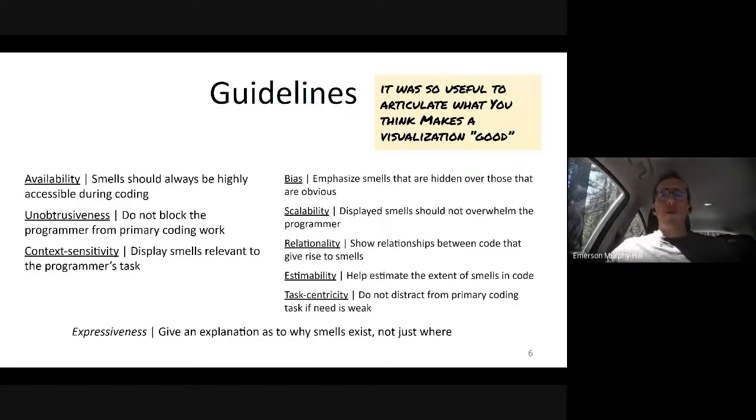And then maybe I'll pick one more to mention here, and that's bias. Not sure if I would use that same word again, but essentially emphasize smells that are hidden over those that are obvious. So this was in the site that we had, I think, pretty early on with code smells. Some of them are just really obvious. So large class, for example, any programmer looking at a class is going to know whether it's big or not. It's a very basic thing to do. And in some sense, all of the smells, a competent programmer will figure out.